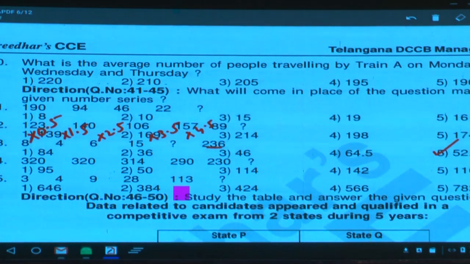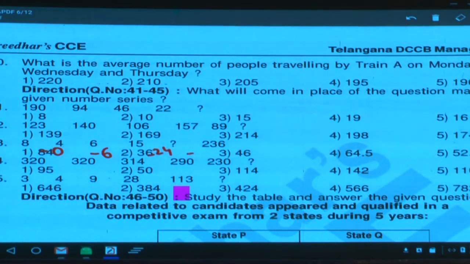Then question number 44. Now in this question, the difference between the numbers. What is the difference here? Here the difference is 0. Here the difference is how much? 6, minus 0, minus 6. Here 314 and 290 can be written as minus 24. And the next difference between these two is 60. Tell me what are these numbers? 0, 6, 24, 60, n cube minus n.